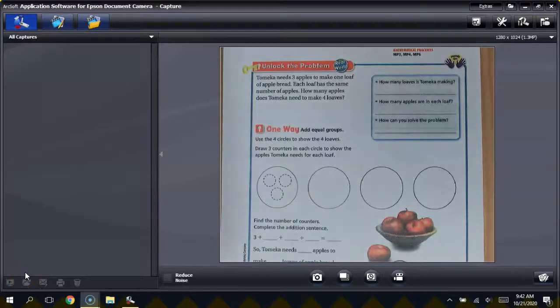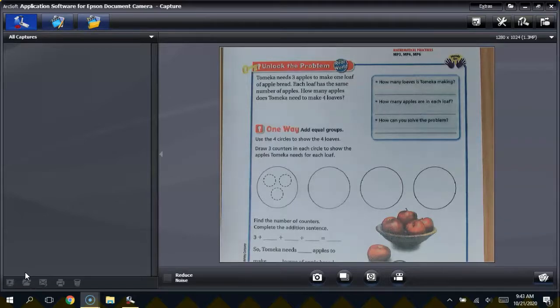Boys and girls, welcome to your next lesson in Chapter 3 Math, Multiplication. We are going to talk about how multiplication and addition are related.